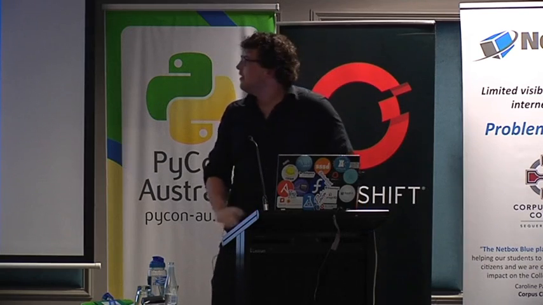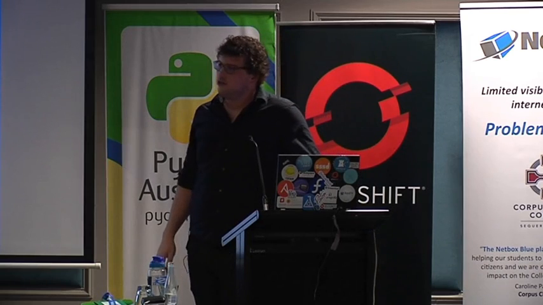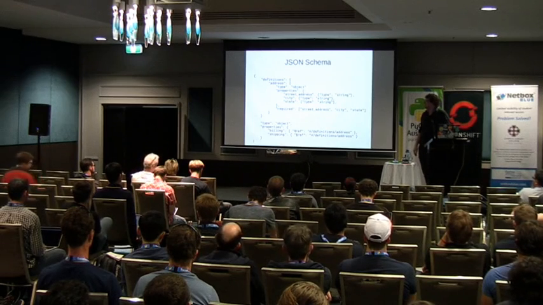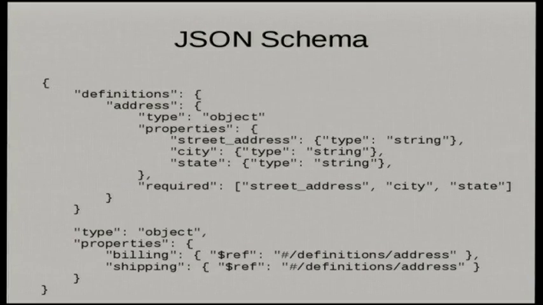Once we start getting more complex, we can do things like definitions. So I can define ahead of time that this is how I define an address. And then the actual validation of this object is the bottom part, which is, again, object and properties, has a billing property and a shipping property. And both of them are addresses. So reusing some of that information.